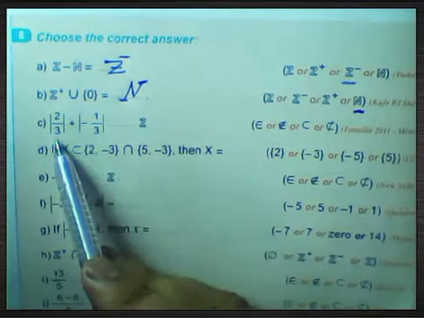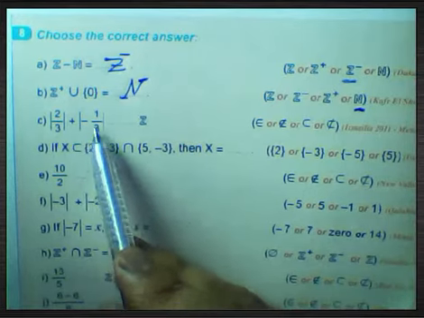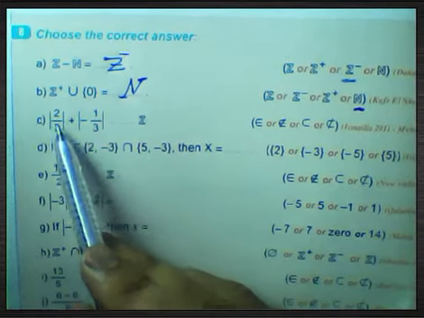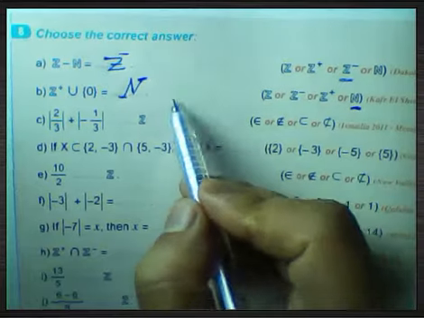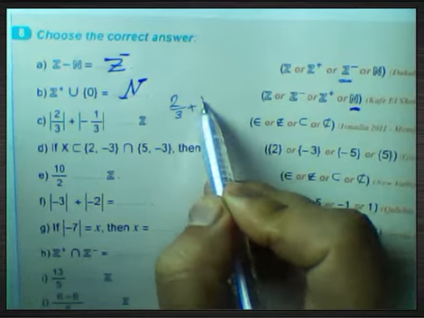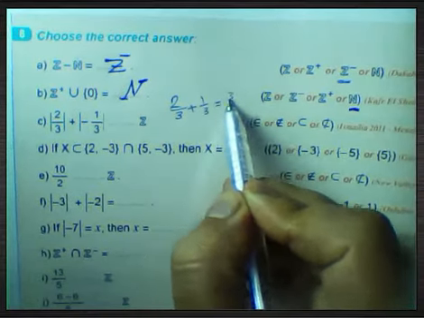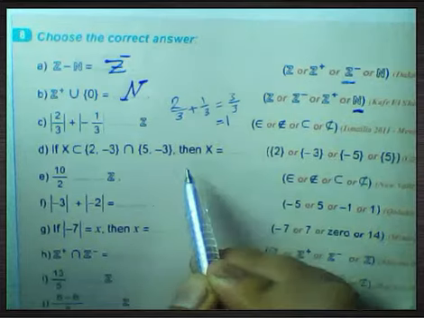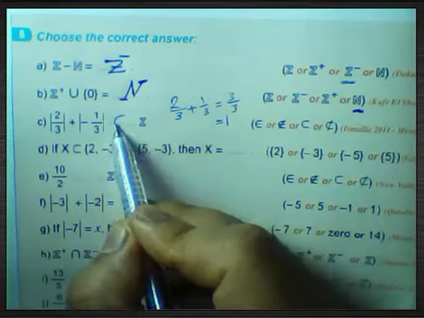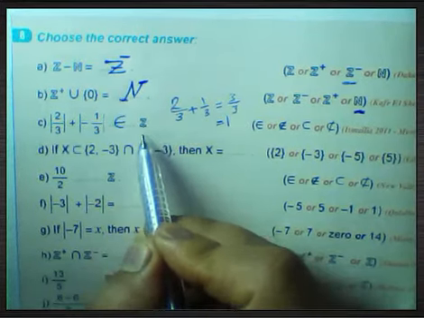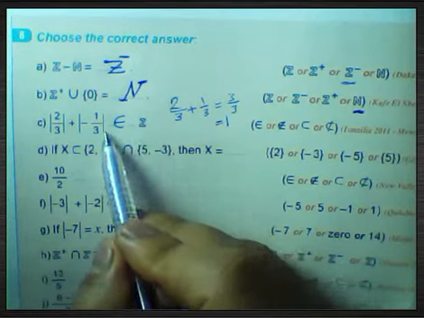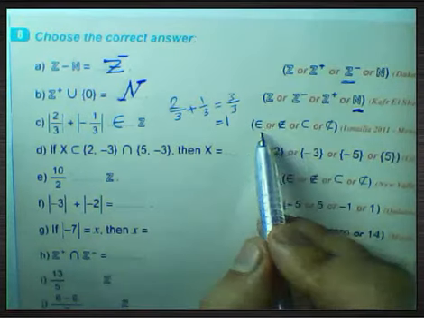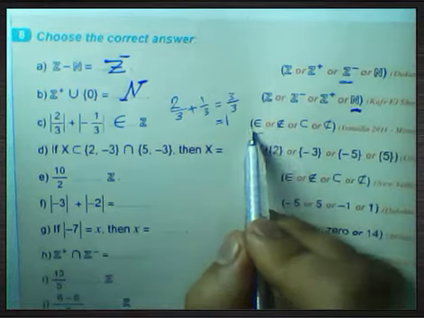Absolute value of 2 over 3 plus absolute value of negative 1 over 3, the result will be 2 over 3 plus 1 over 3, the result will be 3 over 3 equal 1. So the result will be 1 belonging to Z, integer numbers, because 1 is an element.